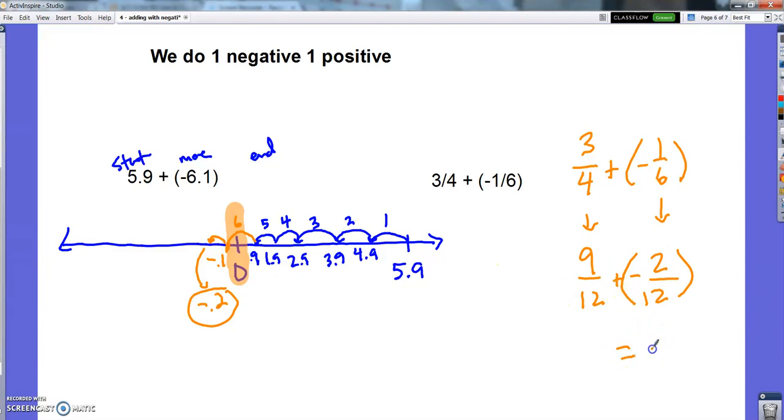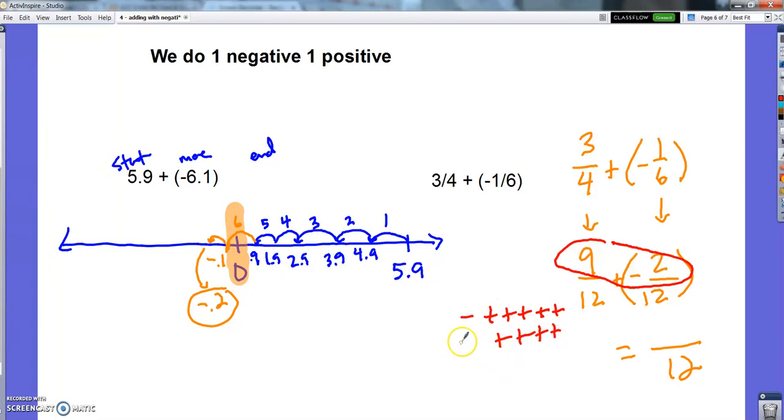And I know my answer is going to be 12ths. So the symbol strategy is a breeze, because I'm just really adding 9 plus -2 at this point. So I can use my symbols and do 1, 2, 3, 4, 5, 6, 7, 8, 9 plus -2. Those make 0 plus 7. And I'm going to have 7/12, positive 7/12. 9/12 plus -2/12 is positive 7/12.